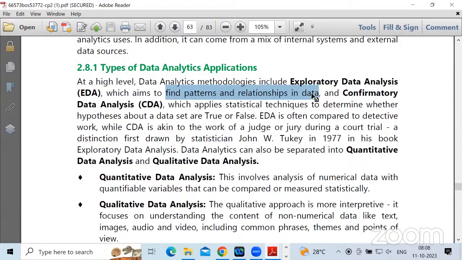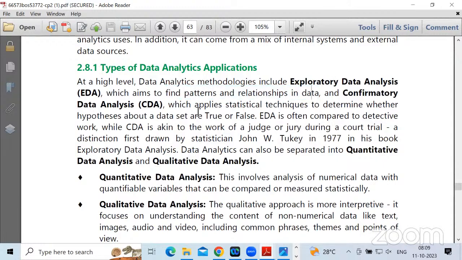So EDA, you take the example of, let's say, share price. So Infosys. During the month of January, it dipped. During the month of April, it increased. Why? Because of the announcement of the results. Then it increases because of the demand. Suddenly it falls, because of some international news, some recession, something like that. Like that, the graph is going up and down. So patterns and relationships in data.